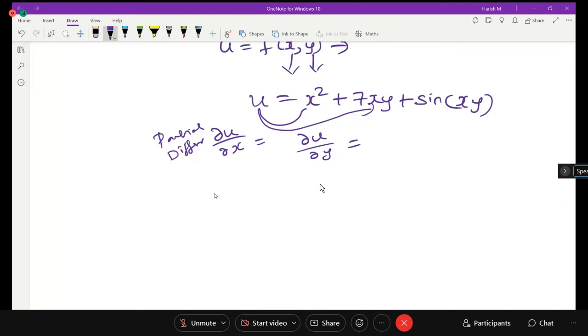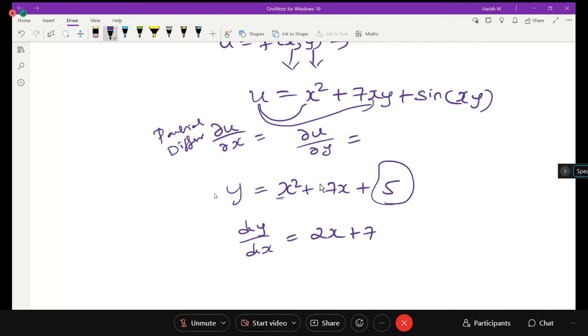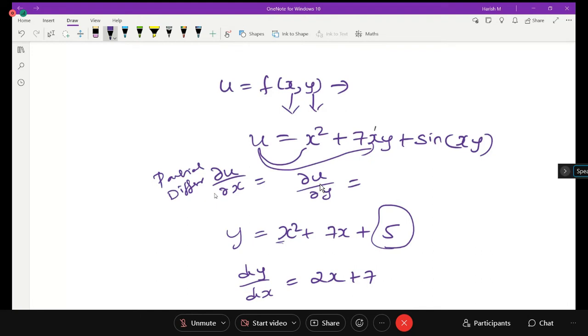If you are familiar with differentiation, then partial differentiation won't be very difficult, because all the rules of differentiation which you follow for a single variable are applicable for partial differentiation also. Only thing, when you are differentiating with respect to one variable, treat the other variables as constant. For example, if you have x square plus 7x plus 5, in order to get dy by dx, I will write 2x plus 7. I will treat this 5 as constant. In a similar way, here, if you are differentiating this function with respect to x, treat y as constant. If you are differentiating with respect to y, treat x as constant.